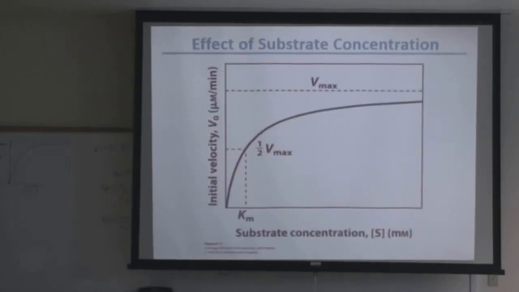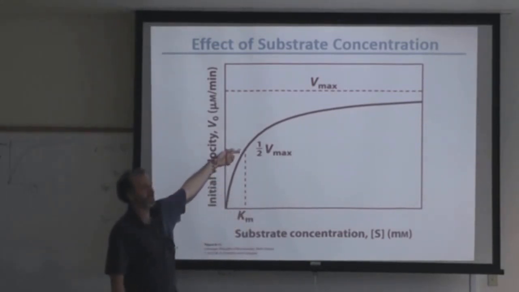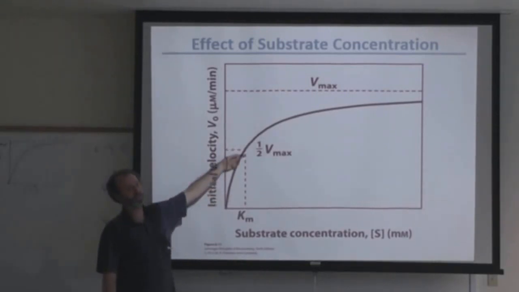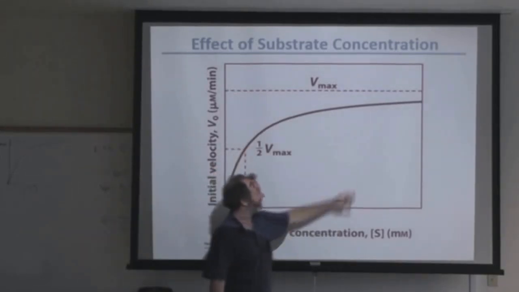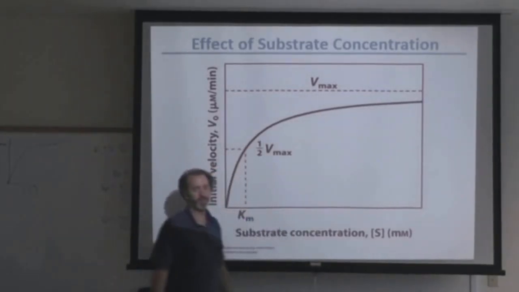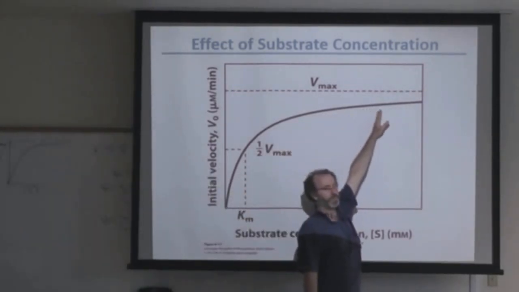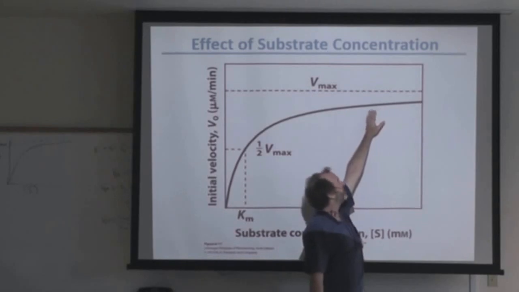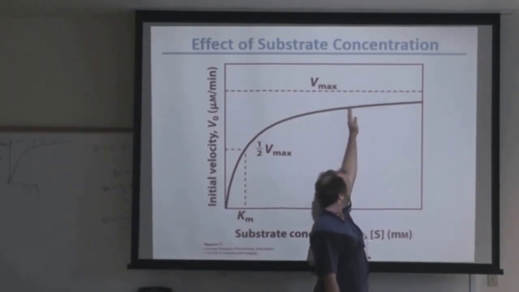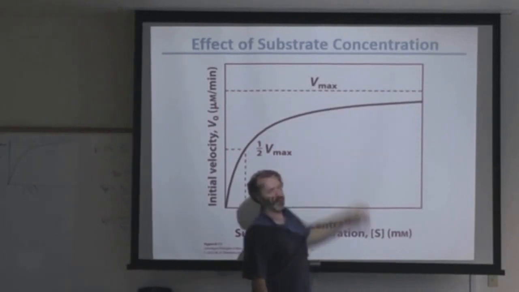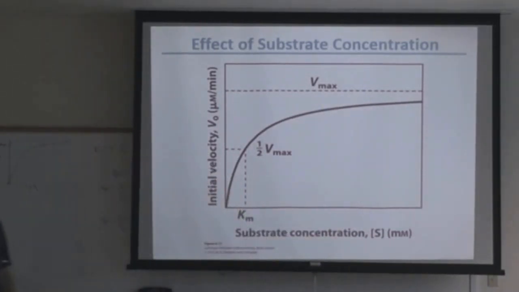So, the effect of substrate concentration. As you add substrate, you'll generate a rapid, logarithmic increase in the velocity, right? But what happens as you increase substrate concentration? Basically, it'll level out and not increase anymore. And why is that? That's your max. We're approaching Vmax, but when you're over here, all of the enzyme is saturated with substrate. So your system is saturated.